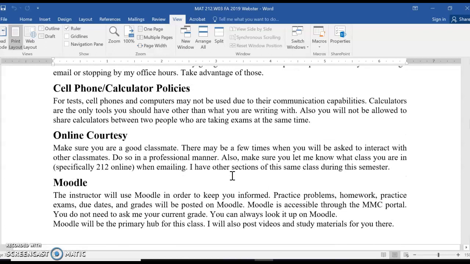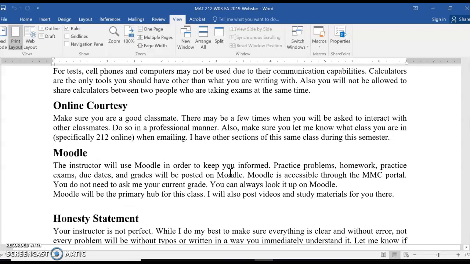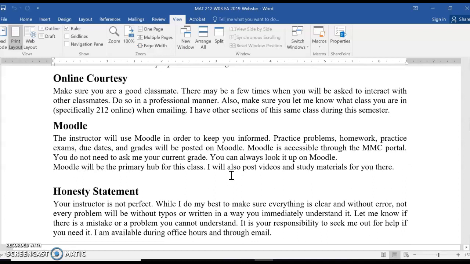As far as online courtesy, just make sure that you're a good classmate. Obviously, we don't have a lot of times to interact, but through the announcements or a forum or something, you can. So just in general, be a good classmate, and make sure that you are in your other sections, maybe also during the semester.